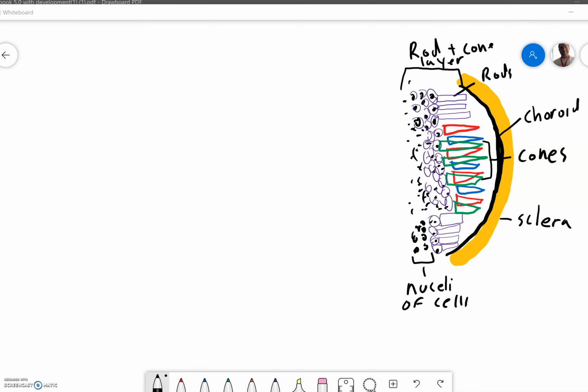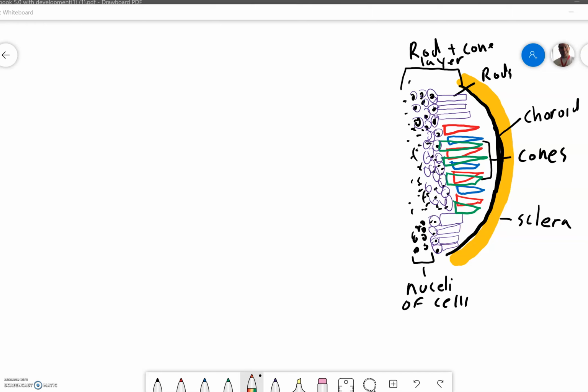We have our sclera, we have our choroid coat, and then we have our rod and cone cell layer. You have the photoreceptors here sticking forward, facing the choroid, and then you have the nuclei. So label these structures on your picture.